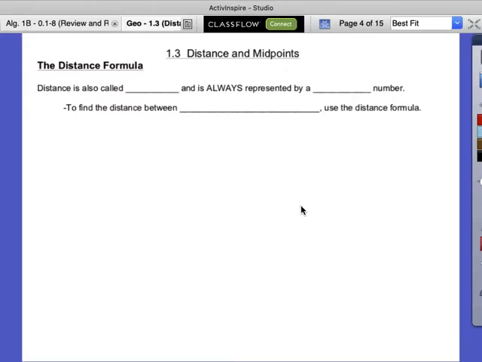SWBA students will be able to find lengths by using the distance formula and segment bisectors. So we're going to use this distance formula and some segment bisectors. We're going to learn the distance formula today. You guys are going to love this formula, okay? And that is sarcasm.